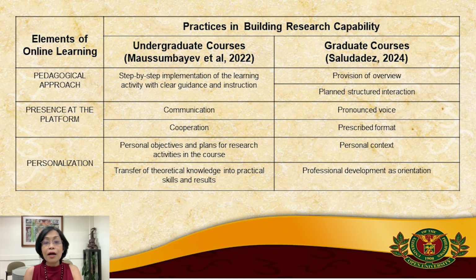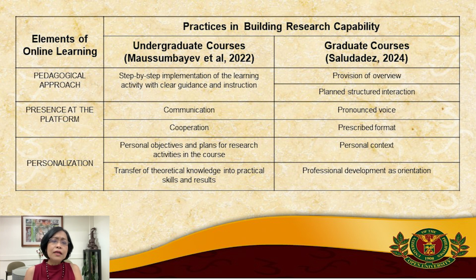In my practice, I would always use the personal context, their prior and present experience at work, or when I say at work, doing research, and then their professional development as orientation. Why are they there? Why are they taking their doctoral degree? Why are they taking their masteral degree? That should be the orientation in developing research capability. Their planned thesis or dissertation as context for both the activities and the assessment.